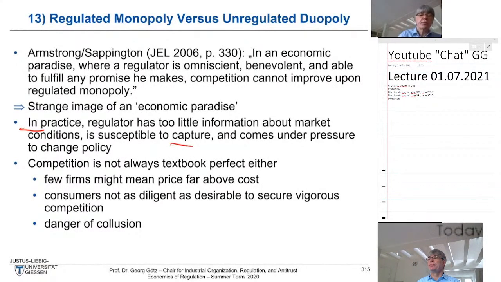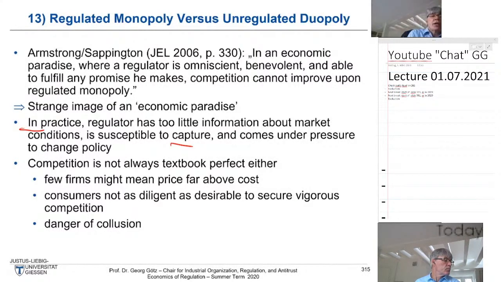The regulator is susceptible to capture and comes under pressure to change policy. That's a commitment issue. So all these issues we discussed in the chapters on adverse selection and moral hazard, where the regulator faced this asymmetric information problem. So we know, first of all, that regulated monopoly is not perfect and does not maximize social surplus, but is some second best rule.